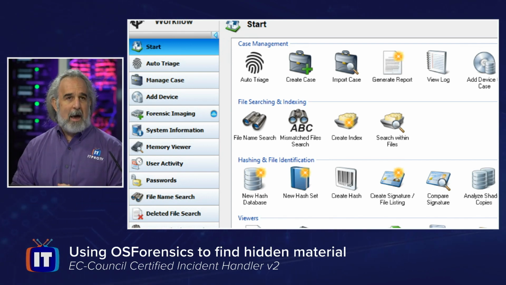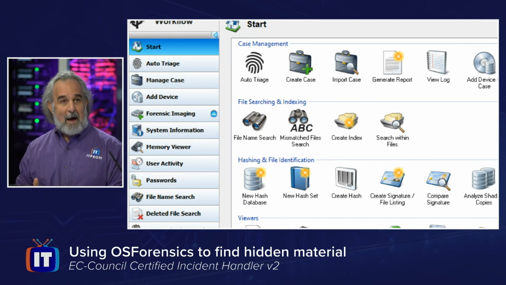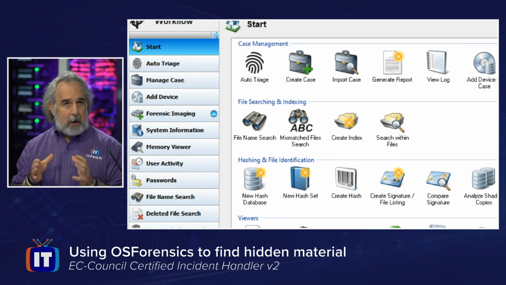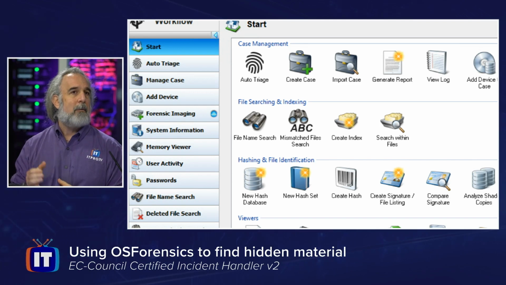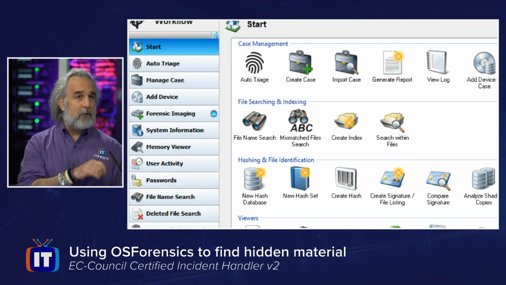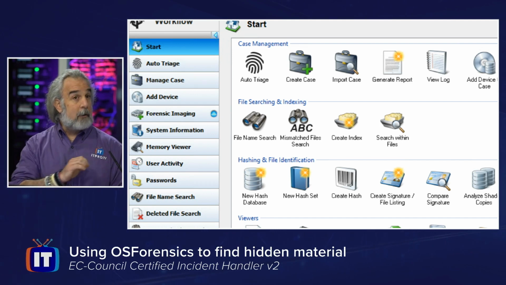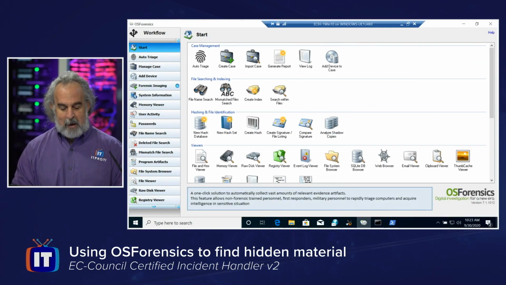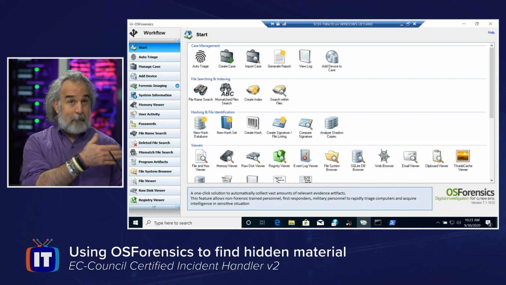I've already imaged a Windows 10 machine. I have that hard drive image available, and I've loaded it into the tool so we can use it to see some of these capabilities and understand how we can find some of this hidden information. Things like system information, the memory information, user activity, passwords. I can look for deleted files. If somebody's tried to hide activity by deleting things they've done, I can still pull that back if it's resident in the drive or in the image. So I've got all sorts of capabilities here.